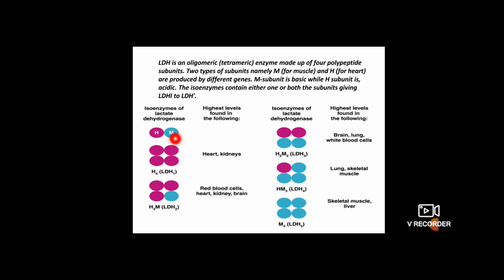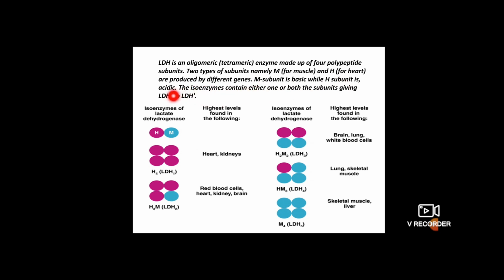It carries 4 units, and 2 typical types of subunits named M and H. M represents muscle and H represents heart. They are produced from different genes. As I told you, simple synthesis, from the different gene of the locus, it is synthesized. So M subunit is basic, while H subunit is acidic.